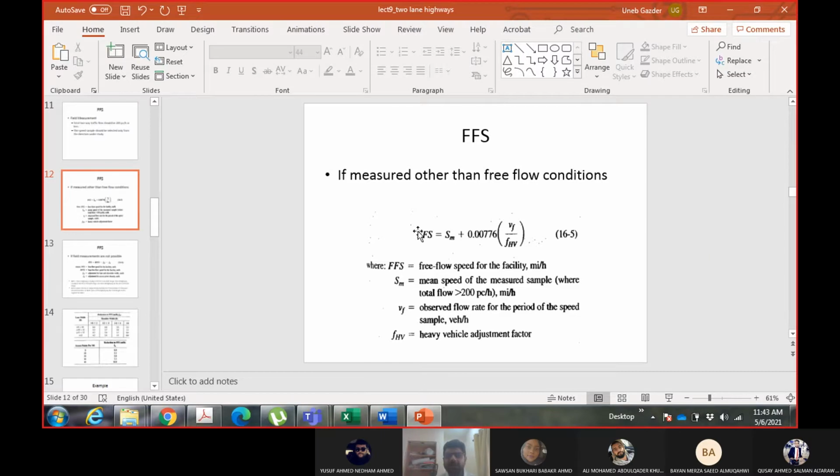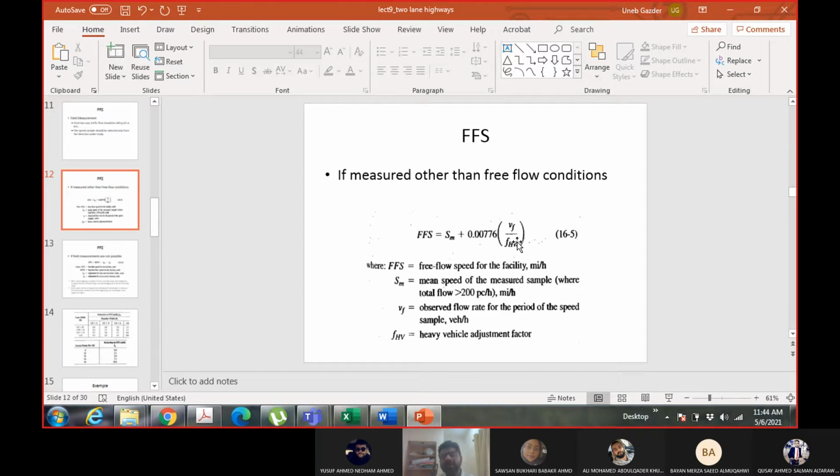Then you can use this equation to calculate the free flow speed. SM is the average speed which you found in conditions other than free flow. VF is the flow rate in that condition for the direction in which you took the speed, and FHV is the heavy vehicle adjustment factor for that direction. So you need the average speed, the flow rate, and the heavy vehicle adjustment factor. We already know what flow rate and heavy vehicle adjustment factor are. If you have taken speed in conditions which are not free flow, then you can calculate the free flow speed using this equation.